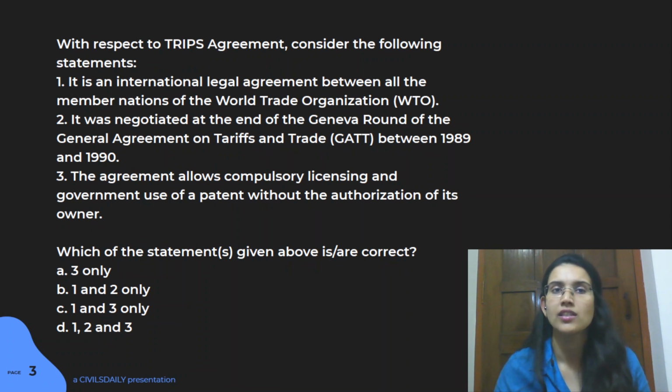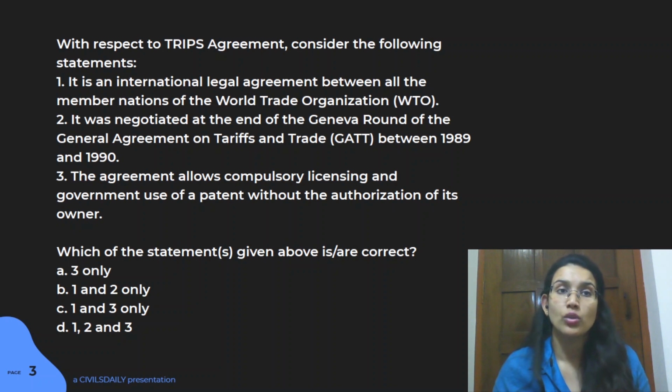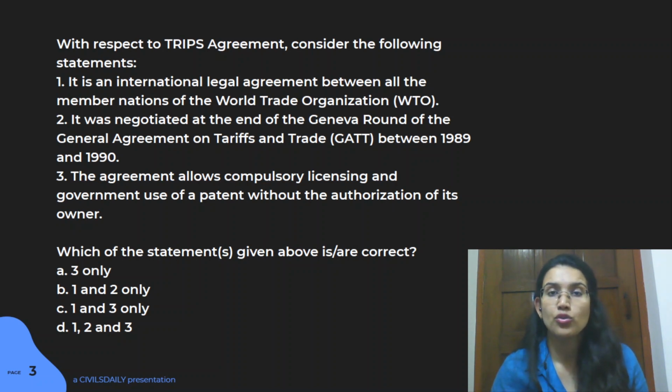Because this TRIPS agreement was a lot in the news with respect to the COVID-related vaccine, where some of the developing nations have said that this particular vaccine should be kept out of the TRIPS agreement so that there can be easier access and production of the vaccine. So that is why I guess this topic becomes very important. You should know some bits and pieces about the TRIPS agreement.